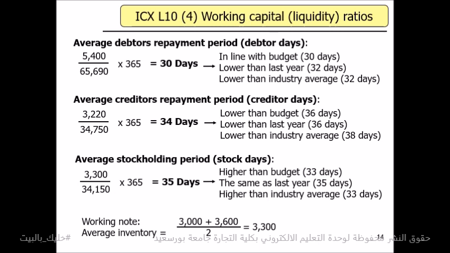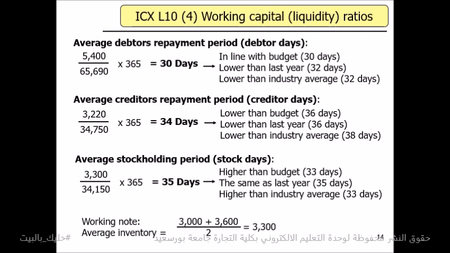Then we move to the working capital ratios. There are two main ratios, the current ratio and the quick ratio. The current ratio is equal to current assets divided by current liabilities. And the quick ratio is equal to current assets less inventory divided by current liabilities.